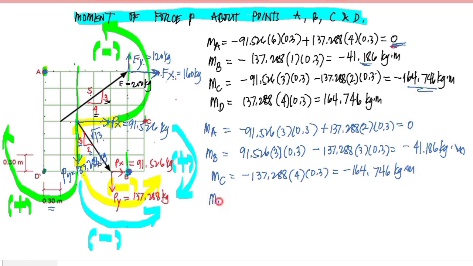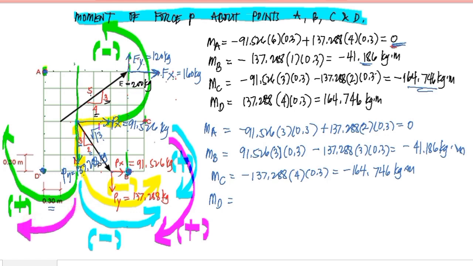And last, we have the moment at D. Here is point D. Both the Px and the Py will rotate with respect to point D and create a moment. Px will rotate clockwise, and this is positive. And Py will also rotate clockwise, and it's positive. So we have Px, that's 91.526, multiplied with the perpendicular distance.